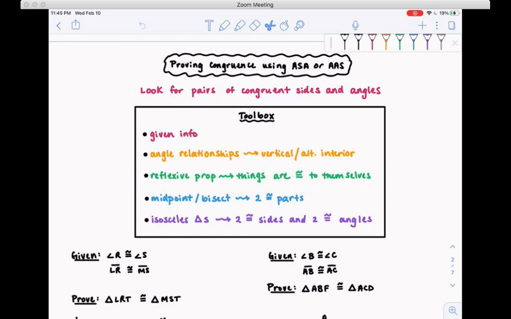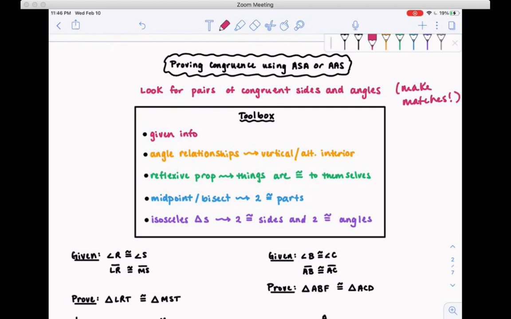All right, so just as a review, when we're proving congruence using any of our theorems, what we're doing is we're looking for pairs of congruent sides and angles between the two triangles. So we're trying to make matches between the two triangles. And if we can get 3 matches between the two triangles, then we can probably show that they're congruent using one of our theorems.